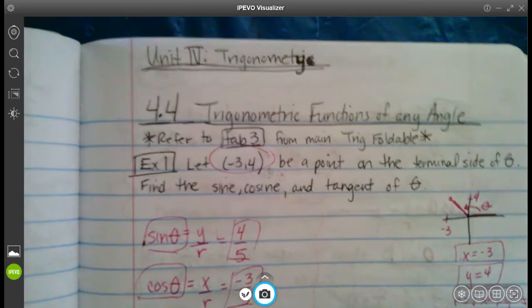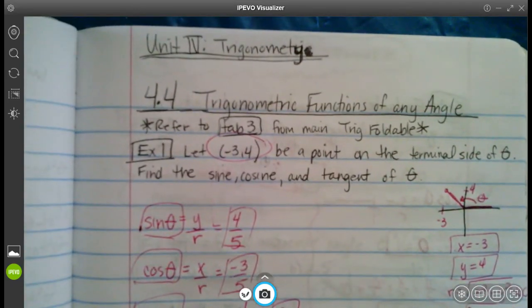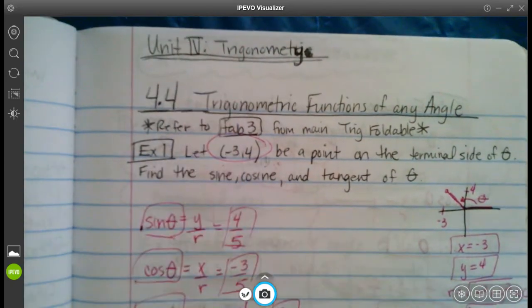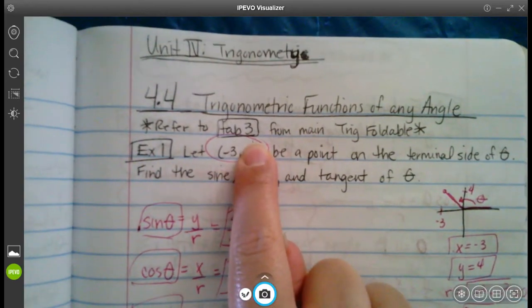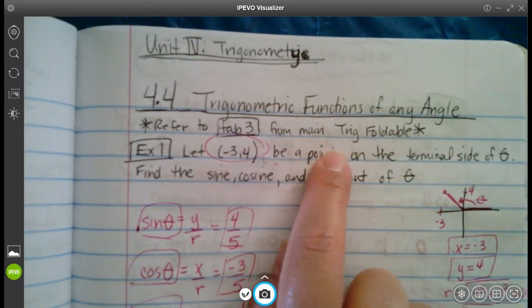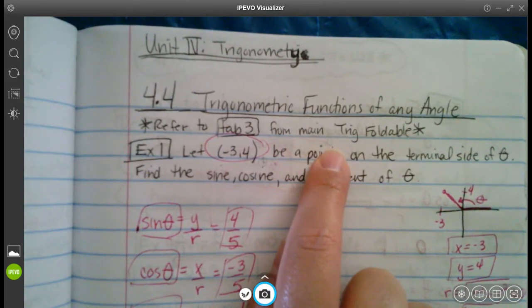In this video, we're going to briefly cover 4.4, trigonometric functions of any angle, still part of Unit 4, trigonometry. We are going to be referring to tab 3 from your main trig foldable, just in case you're not sure where that's from.